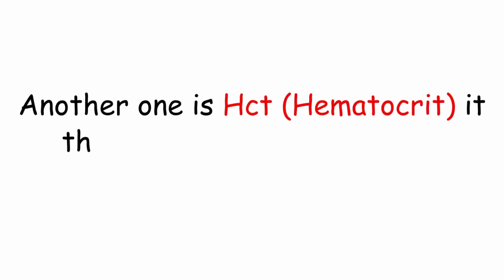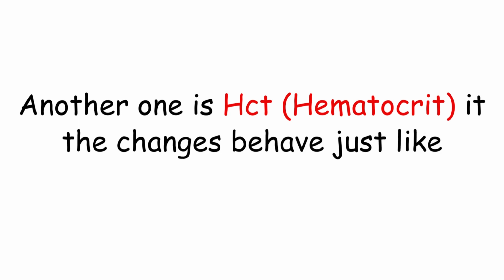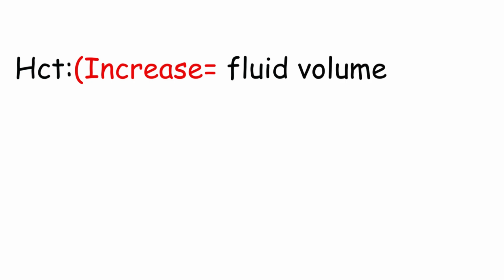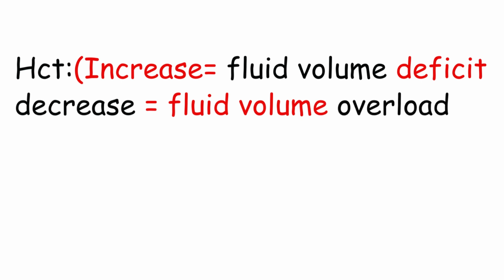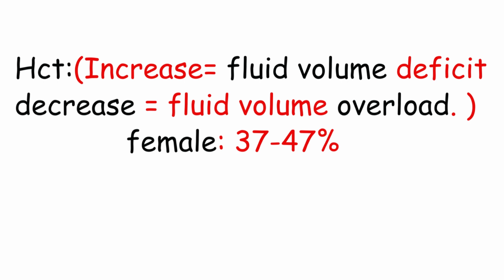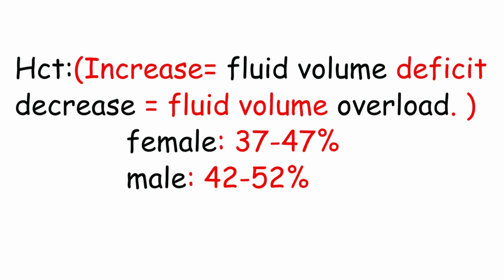Another one is hematocrit. The changes behave just like sodium. So when hematocrit is high, it's fluid volume deficit. When it's low, it is fluid volume overload. But one thing is, HCT has different ranges for male and female. So female ranges 37 to 47% and male is 42 to 52%.